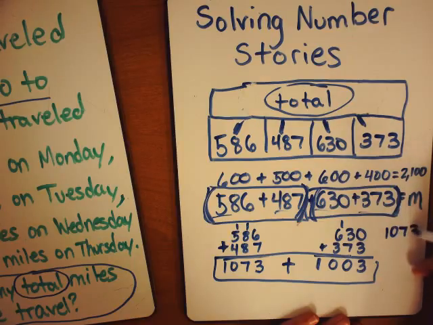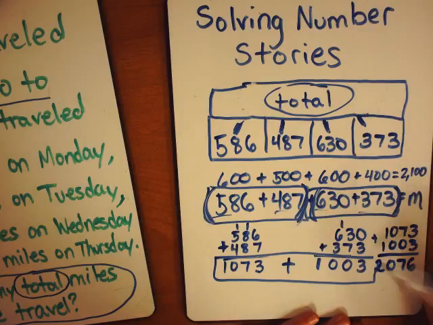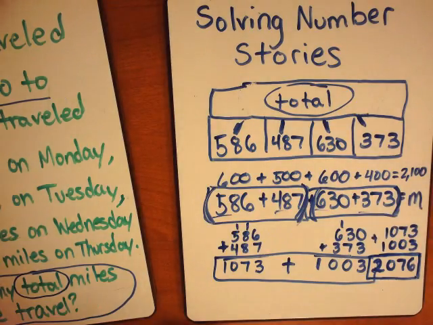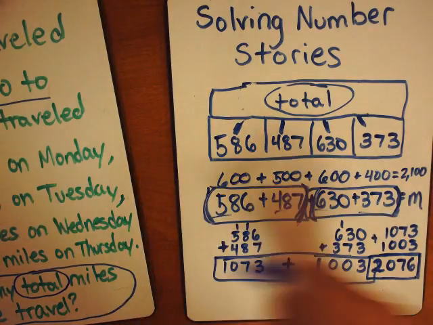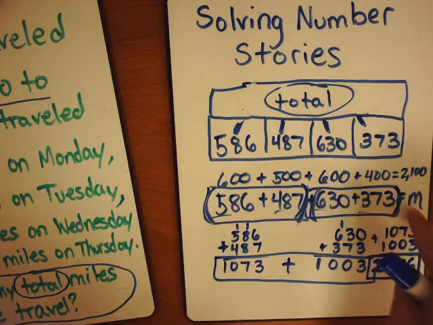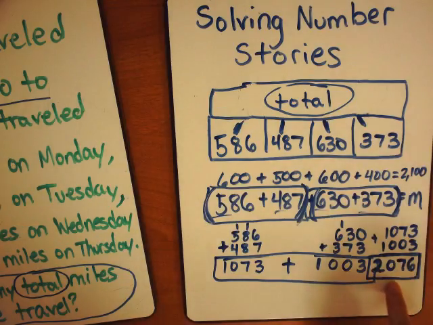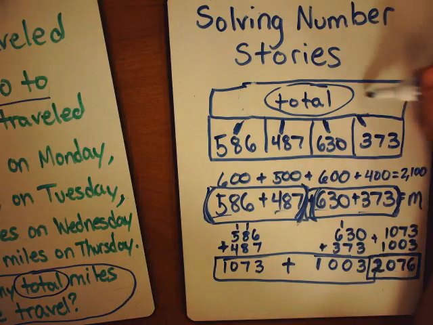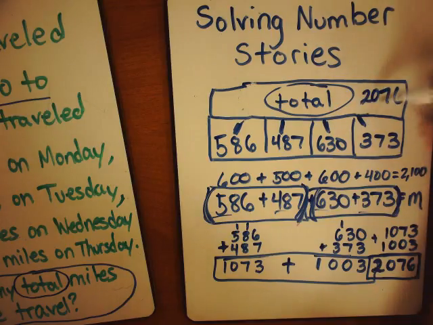I like to draw mine vertically. So I got 3 plus 3 is 6, 7 plus 0 is 7, no hundreds, and then a 2. Okay, so there is my total miles. So now the last step is to write my number sentence, but instead of this M here, I've got what M stands for, my total. My total is 2,076.